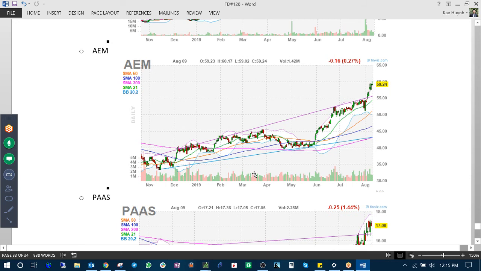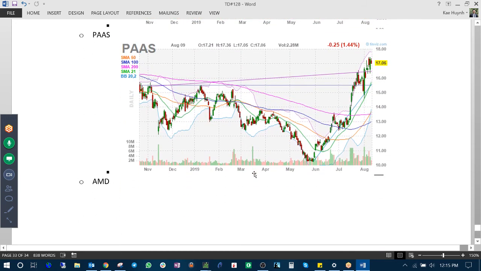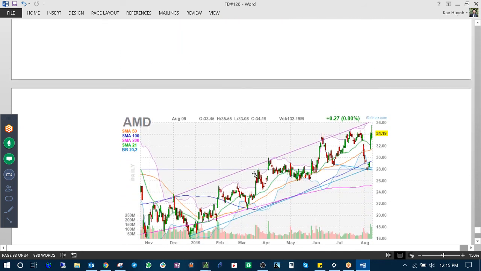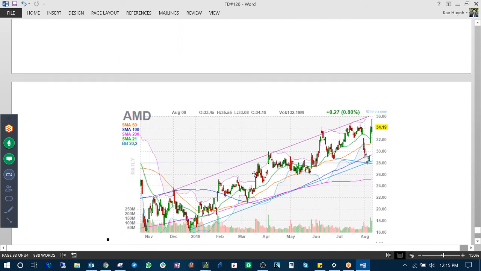This one is just, yeah, gold miner, climbing higher. Pass, silver, also higher. AMD. AMD is starting to look good. It seems like they might have a growth story. I haven't been a big fan of AMD in the past, but it's looking pretty good. It's respecting the 50-day moving average.